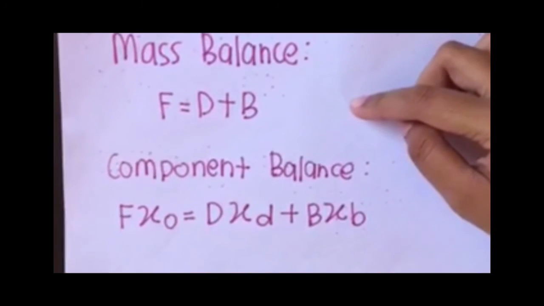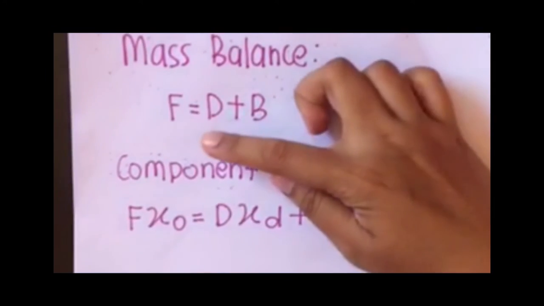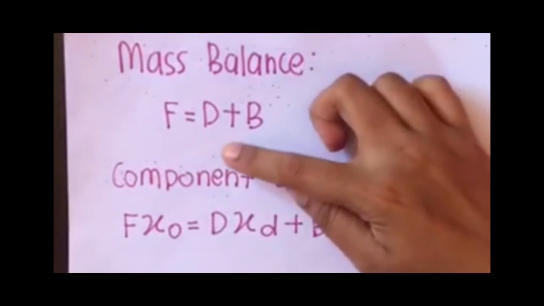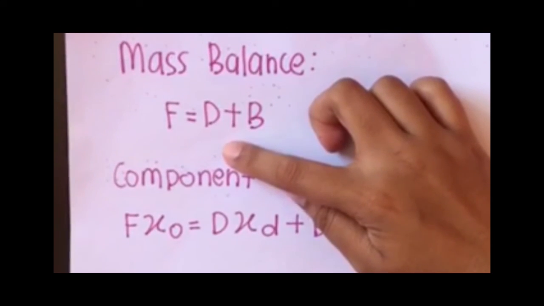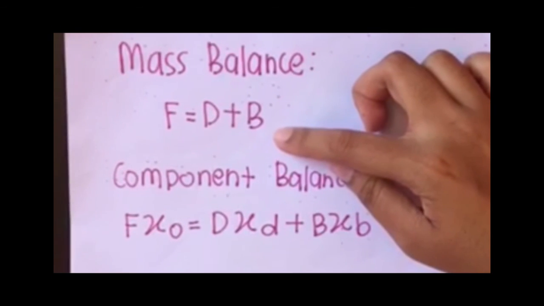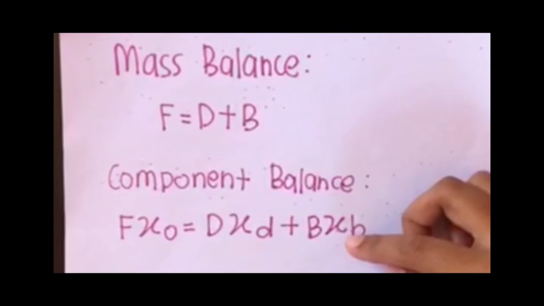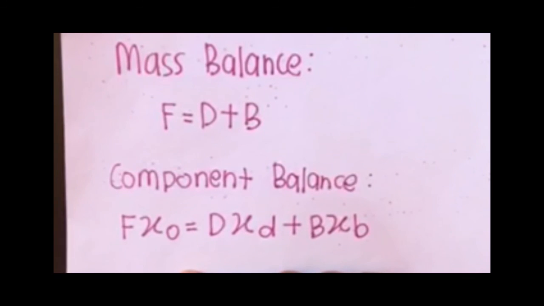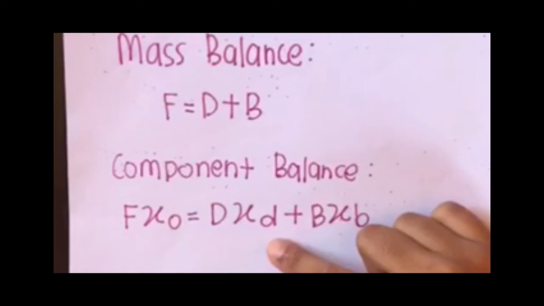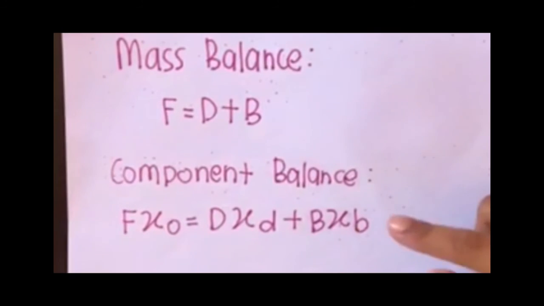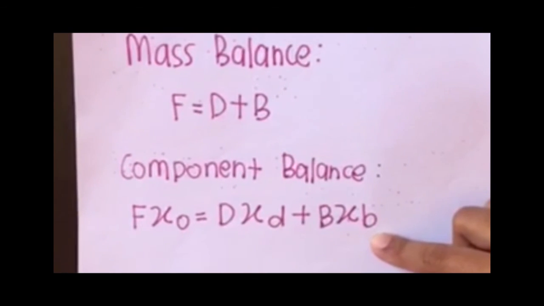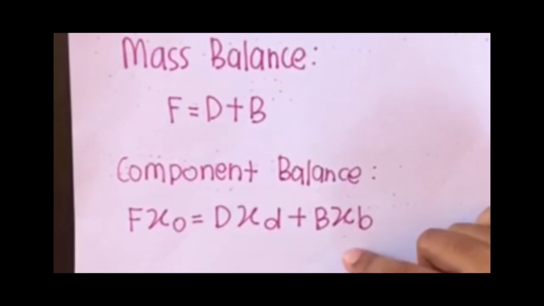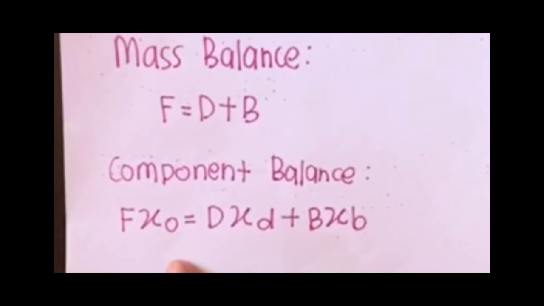So this is the formula for the mass balance, whereby F is the total number of moles entering the distillation column, D is the total number of moles at the distillate, and B is the total number of moles at the bottom. So for component balance, X0 is the mole fraction of the ethanol at the feed, XD is the mole fraction of ethanol at the distillate, and XB is the mole fraction of ethanol at the bottom. So we have to plug in all the values and we calculate for X0.